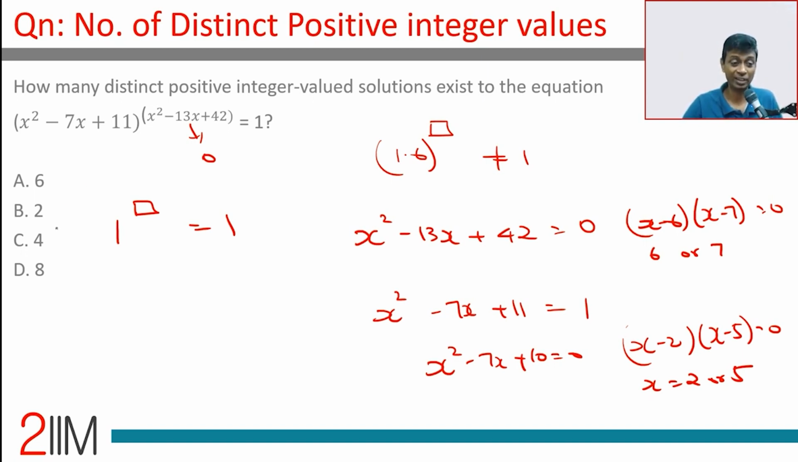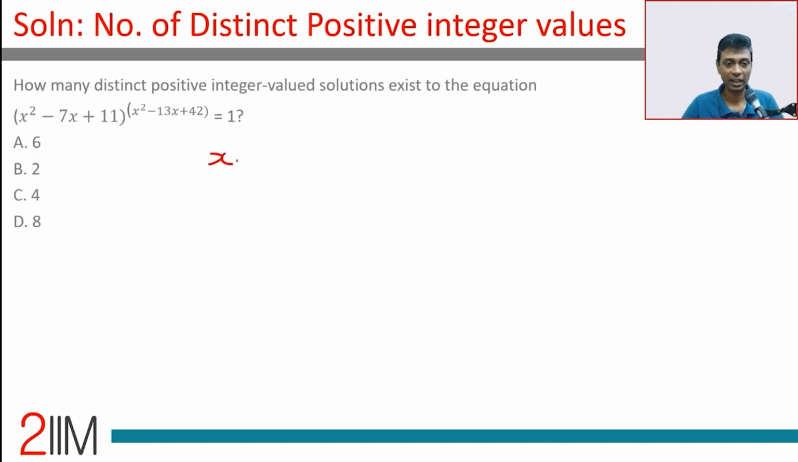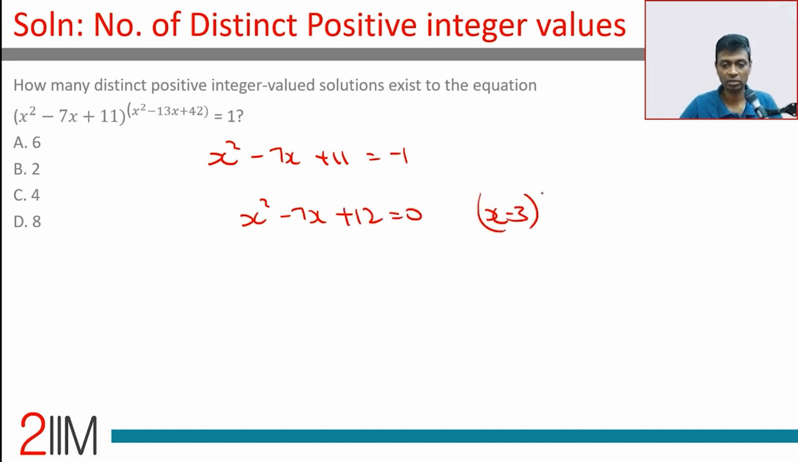Hang on. There's one thing we have missed completely. We can even get 1 as minus 1 power an even number. We'll have to verify that. How do you verify that? x square minus 7x plus 11 equals minus 1. x square minus 7x plus 12 equal to 0. (x minus 3)(x minus 4) is 0. x could be 3 or 4.